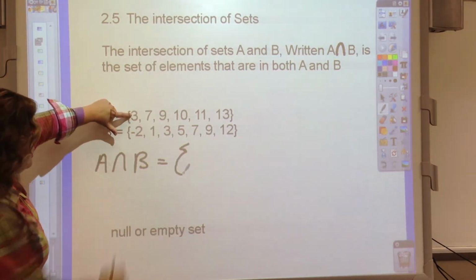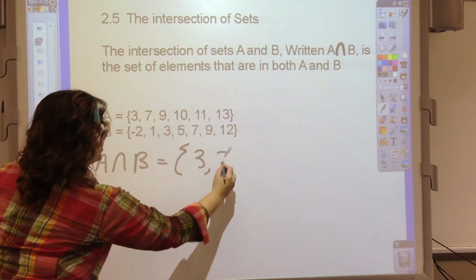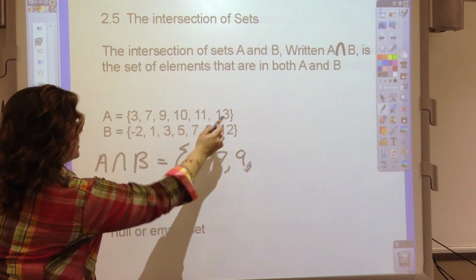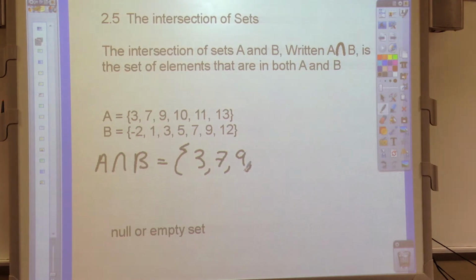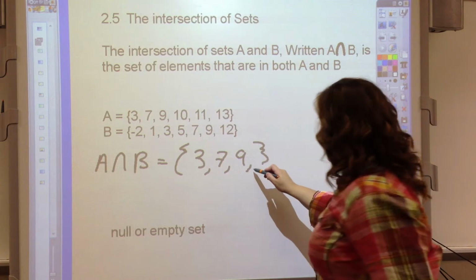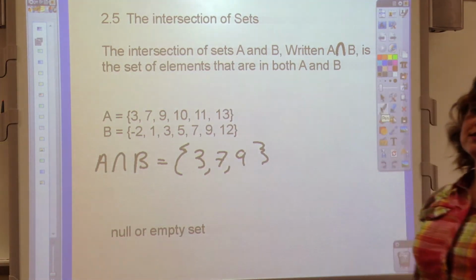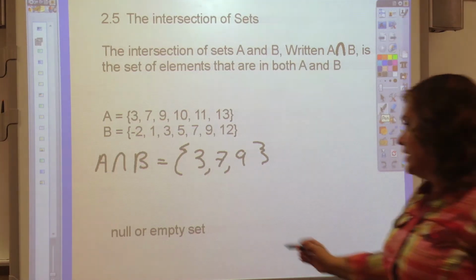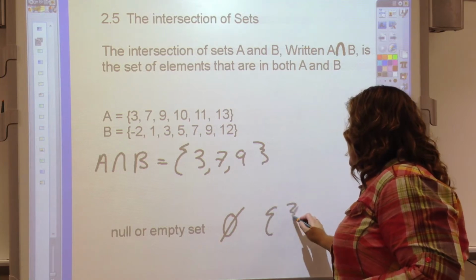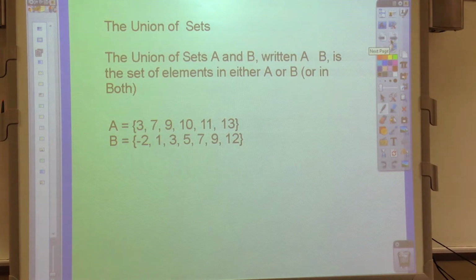If I look at 3, 3 is also in B. 7, 7 is also in B. 9, 9 is also in B. And I don't see any other elements in my intersection. Now, if your two sets have nothing in common, your solution is going to be the null set or the empty set. And we write that this way: the null set, or you can just write an empty set with nothing in it. All right, let's look at union of sets.